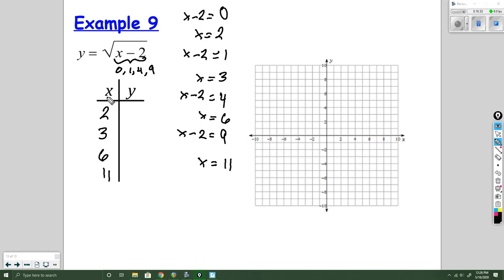All right, so then when we plug 2 in, we just figured out what x has to be to make that square root 0. So this output value is just going to be 0. When we plug 3 in, we're taking the square root of 1, which is just 1. When we plug 6 in, we're taking the square root of 4, which is just 2, and then we get 3 when we plug in 11. Let's plot those values. Approximate that one, and then draw the graph to the best of our ability.